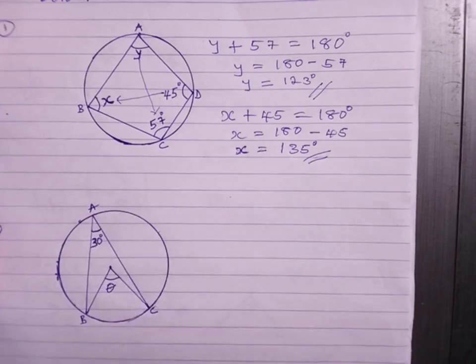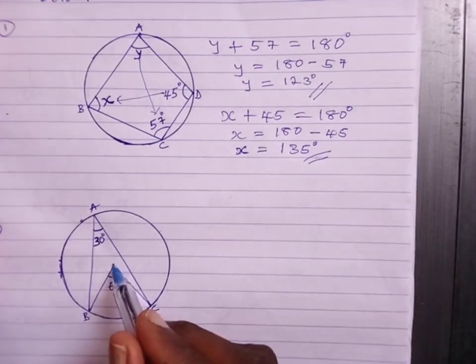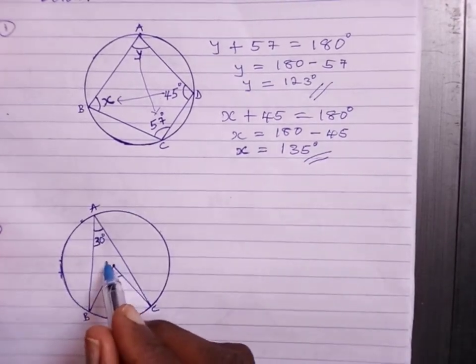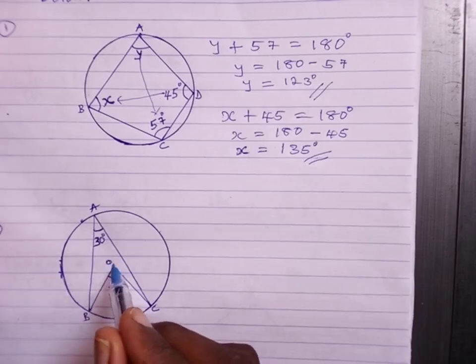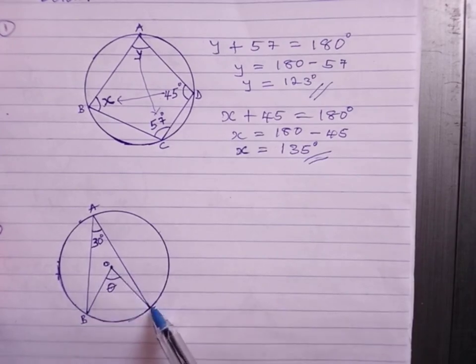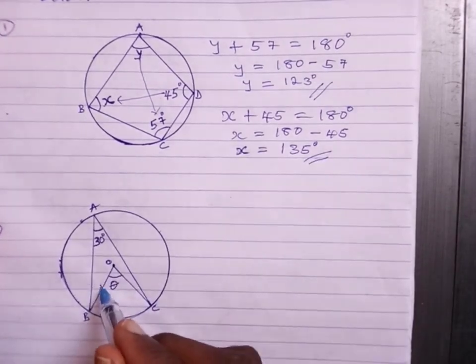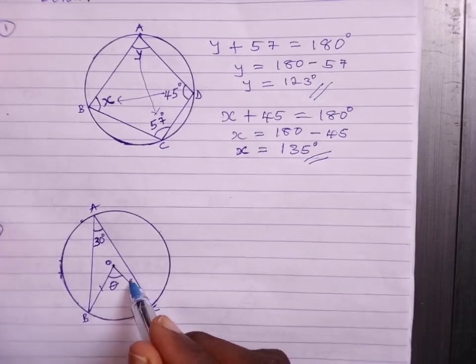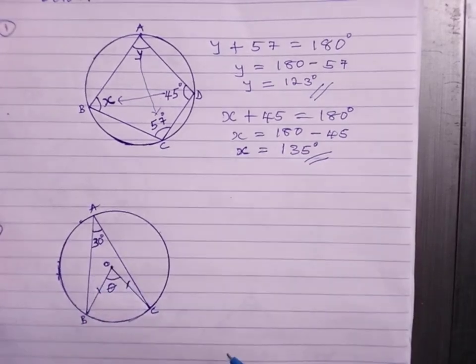So I would like you to take note that this point here is the center of the circle. So I can label here O. So this very point is the center of the circle. Okay, so this is going to be the radius of the circle, meaning that this will be equal to this. This line will be equal to this very line.